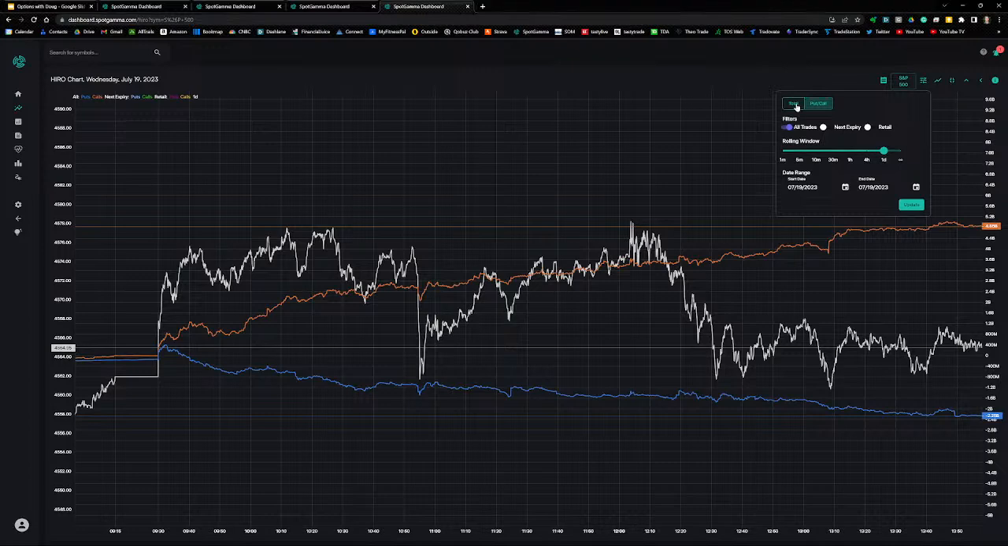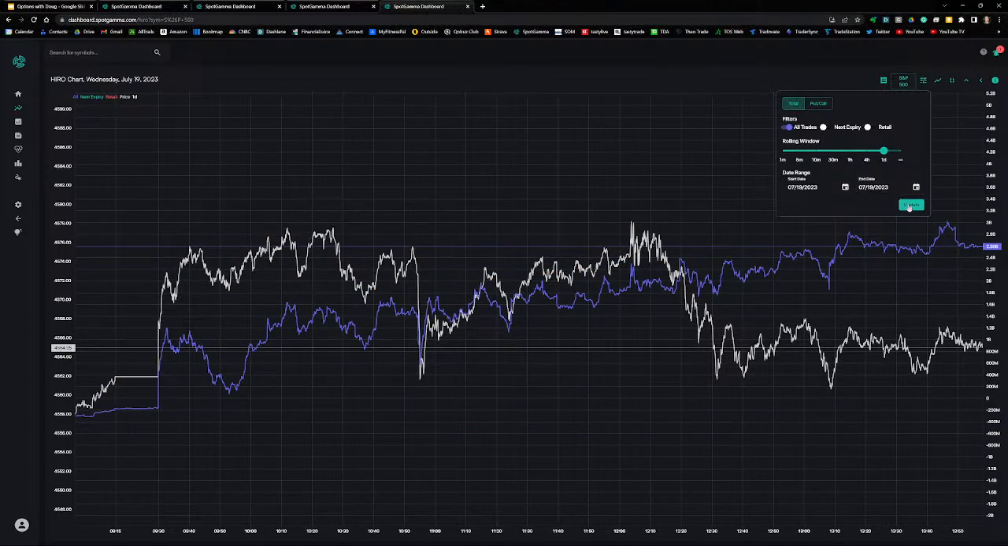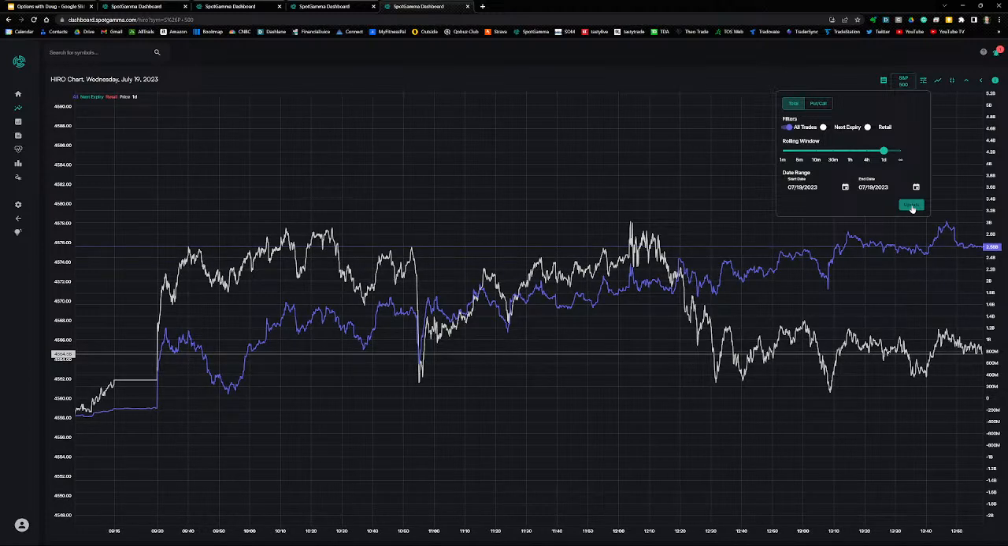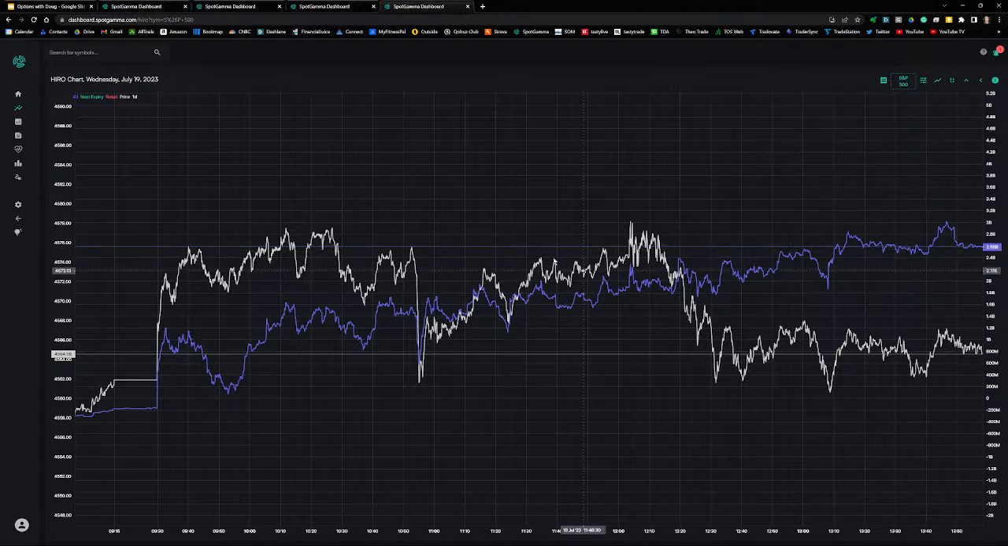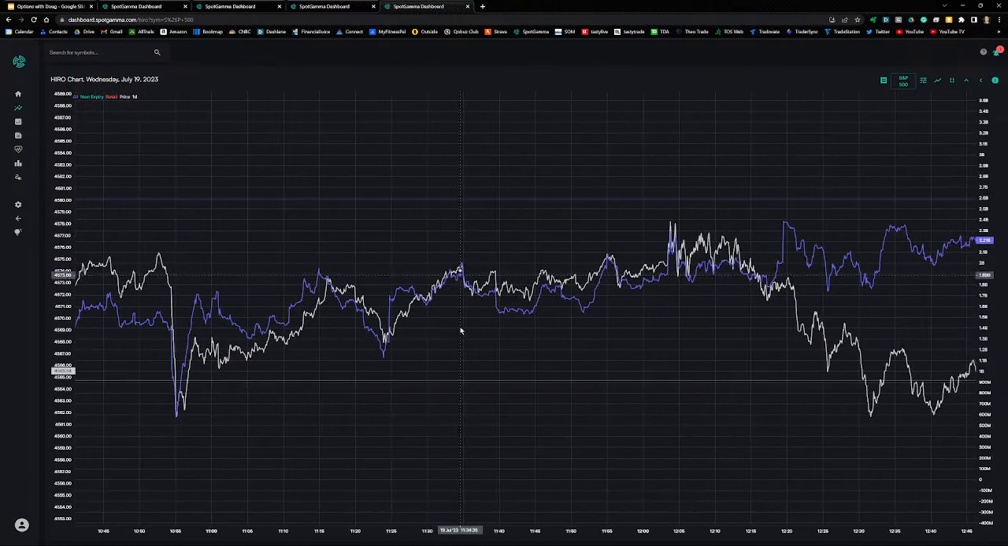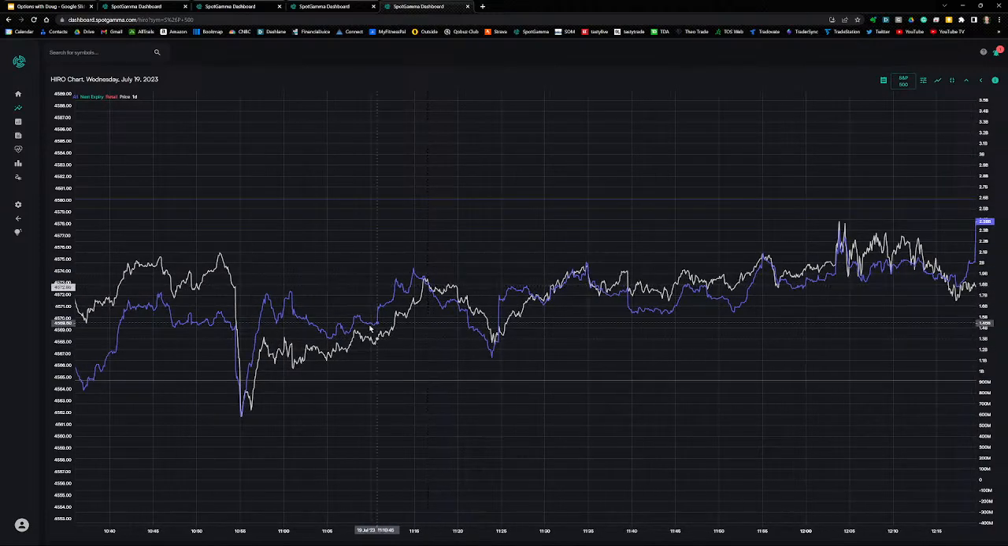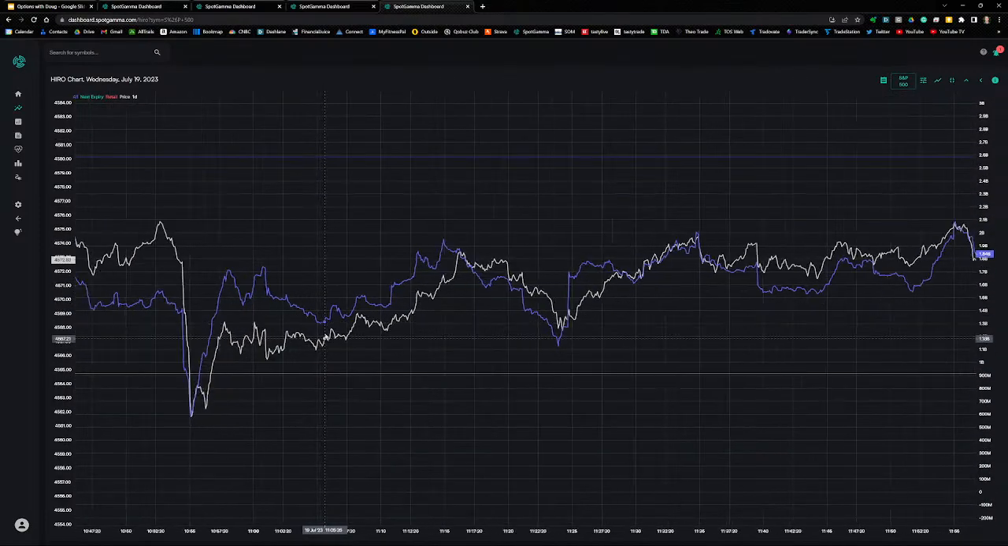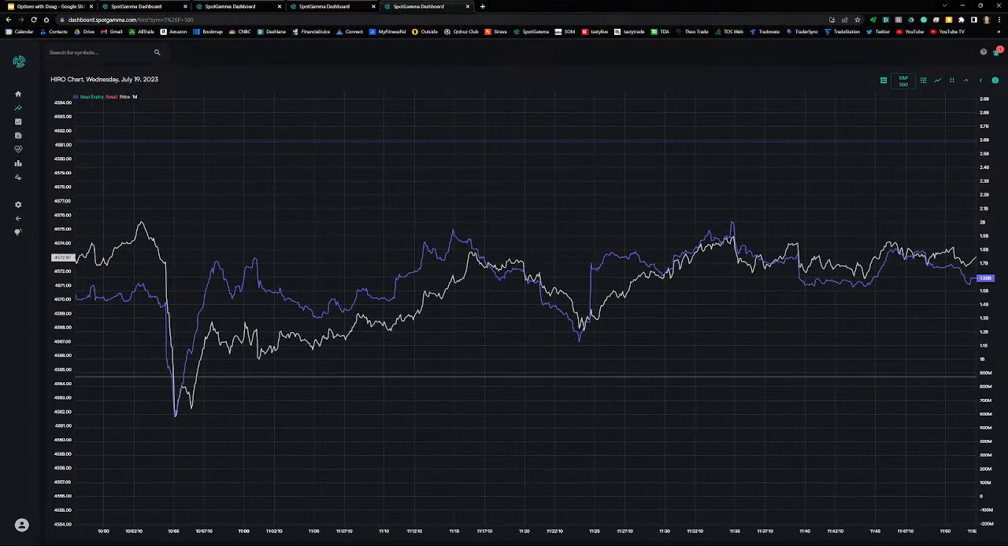Now let's take a look at some setups. So really looking at this as a confirmation, one of the things that I like to look for is Hero as a confirmation or potentially as a divergence, a leading indicator. And really using this, the only setup was right around 10:55. A long setup. Remember, a long bullish thesis.